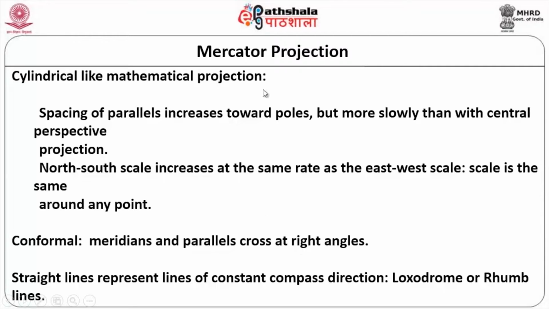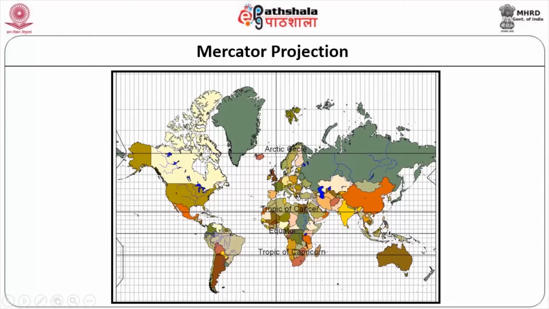Then all the straight lines you see in the Mercator projection represent lines of constant compass direction. These are the loxodromes, or rhumb lines, as we call them. So, this is your Mercator projection. As I told you, this is the way the cylinder flips open, and you will find the entire globe represented here in the form of a rectangular object.